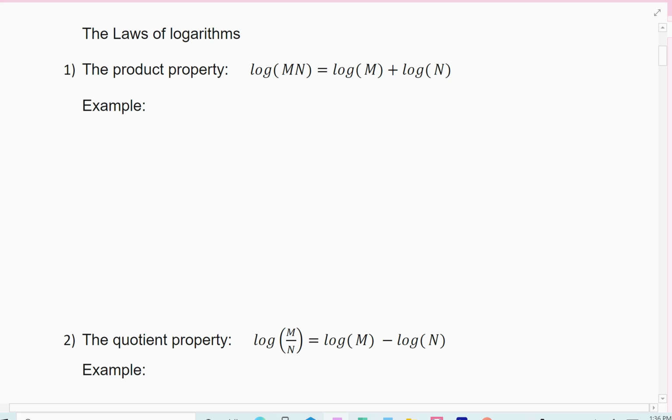I did base 10 because it's just the easier one to type out, but it would be true for any base: base a, base 2, 5, natural log. All of them hold true for the same logs. I just chose base 10 to show you because it's the easiest one to type out.